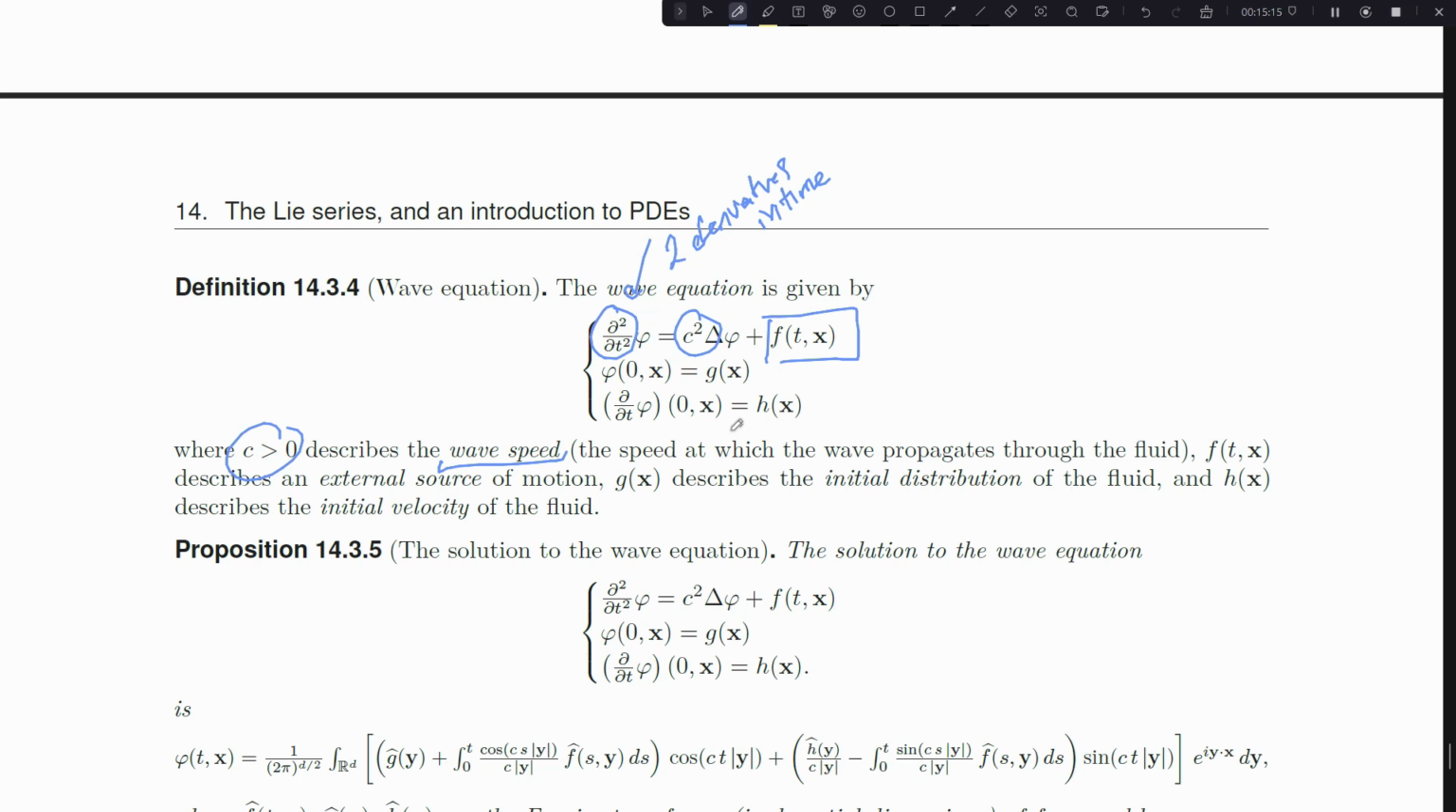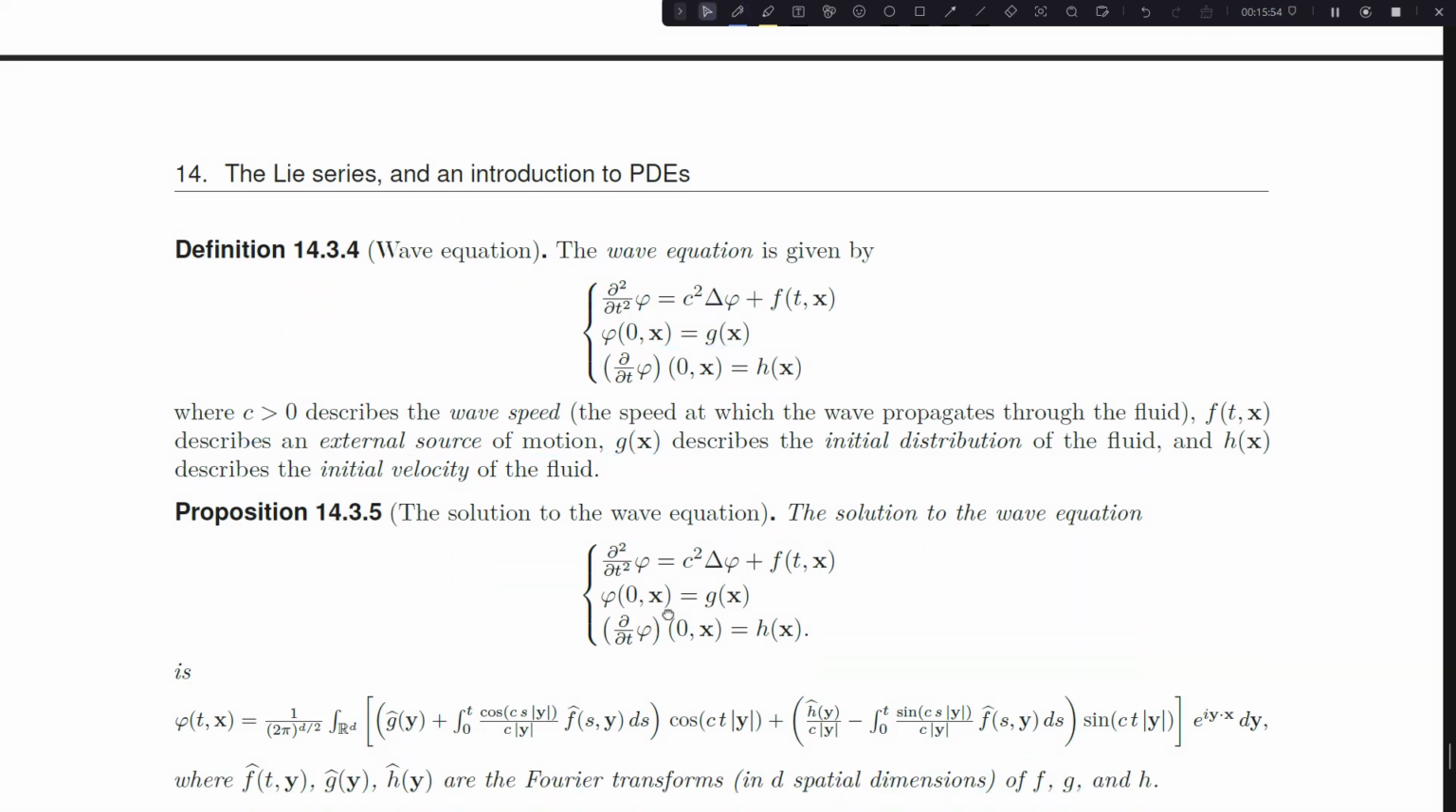Perhaps it's wind on the top of the water forcing the waves forward. And g of x is the initial distribution of the fluid. And unfortunately, because we're in two temporal dimensions, then our initial value problem, right? Initial value problems for each initial time, with each initial temporal derivative, we need one minus the order of the IVP of conditions. So we have a second condition, which is actually the initial wave speed, or the initial velocity of the fluid, right? And that's what h is. And so this is what we get with the wave equation.